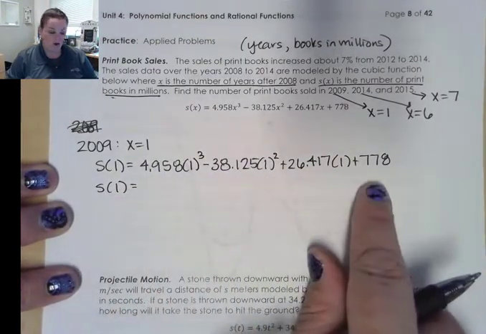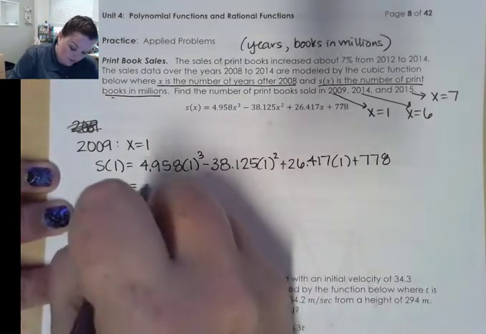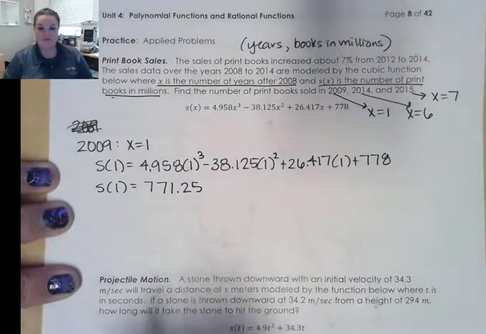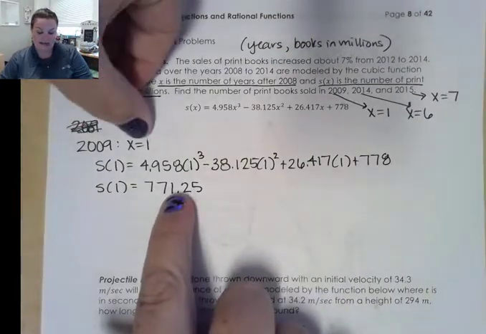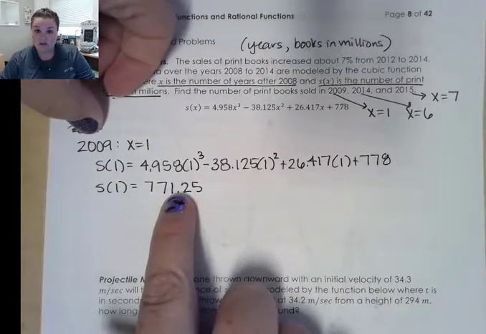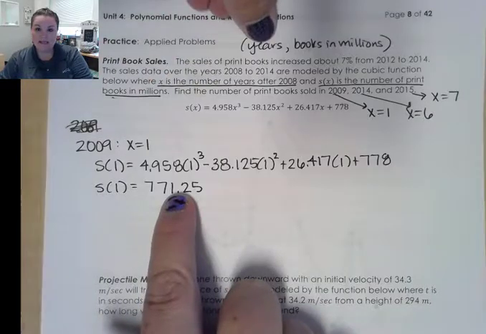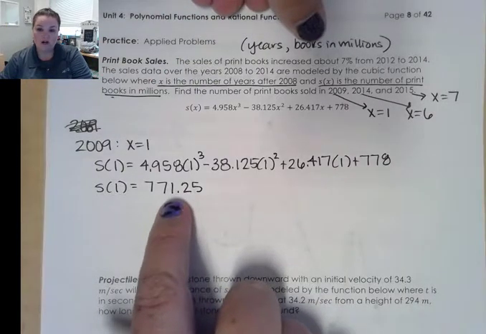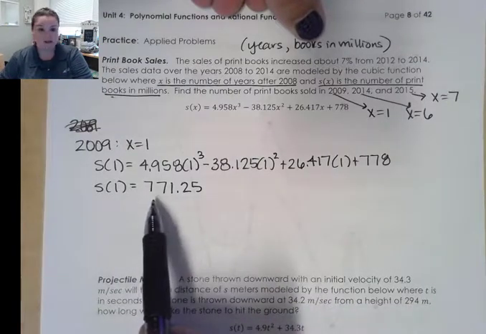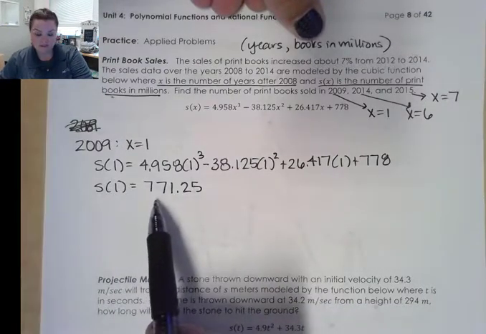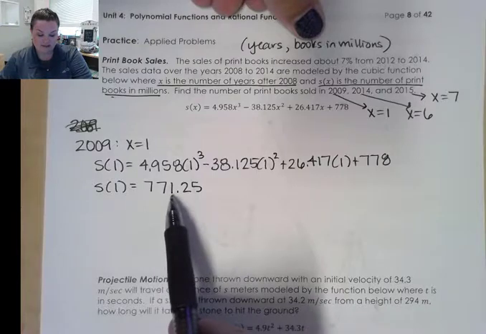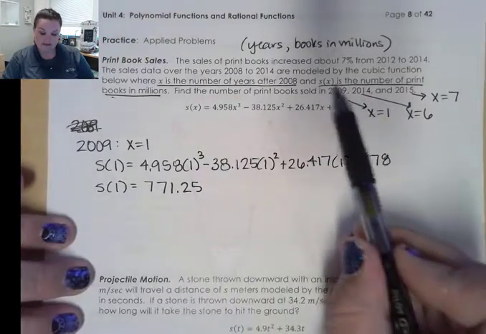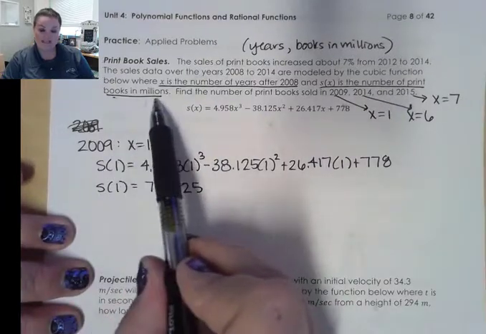So when I simplify all these numbers, this comes out to 771.25. And remember, we were plugging in x equals 1 for the year, right? Because we're given the year and we're trying to figure out the number of books. So once we get our answer, this is not 771 books. This is 771 million books, right? Because S of X represents the number of print books in millions.